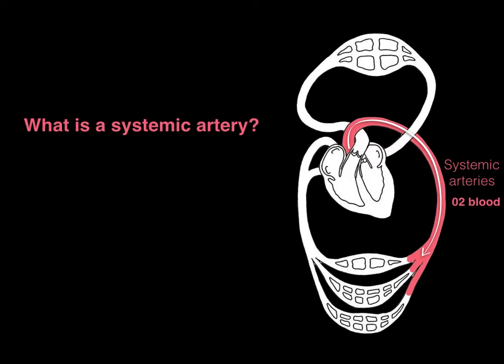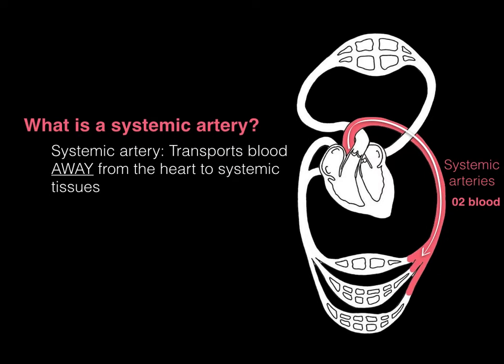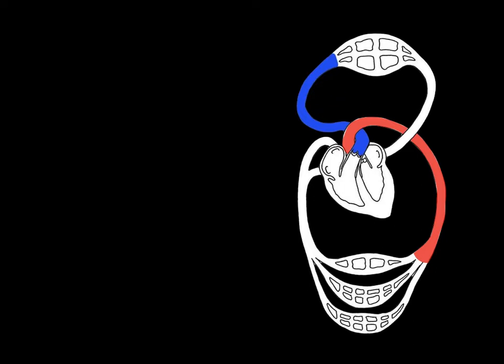And so what is a systemic artery? Well, a systemic artery is a vessel that transports blood away from the heart to systemic tissues, and the blood is oxygenated. Now, in this picture that shows two arteries, one is red and one is blue. An artery, by definition, is a vessel that transports blood away from the heart. A for away, artery for away.